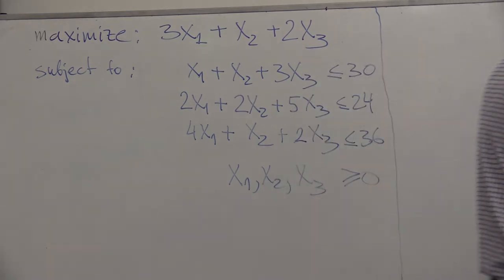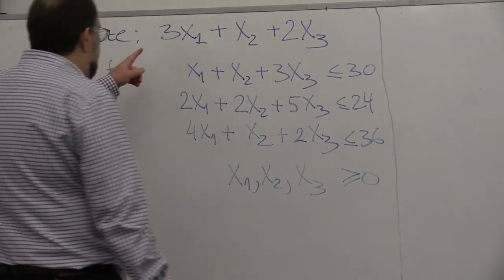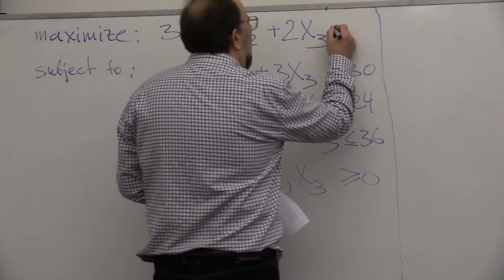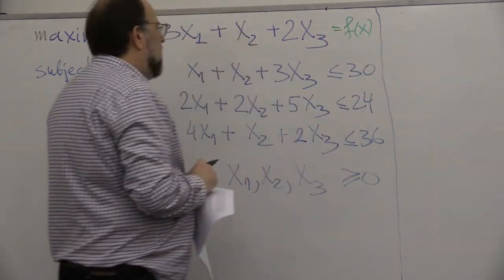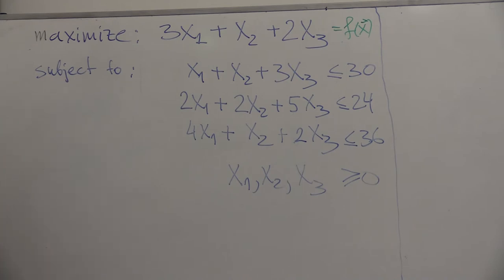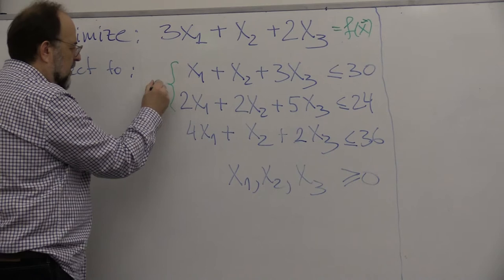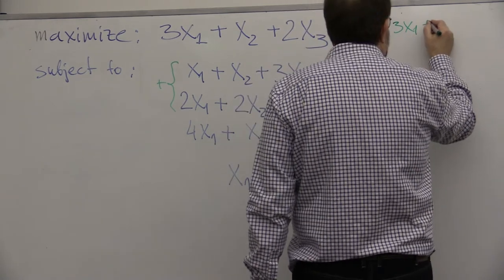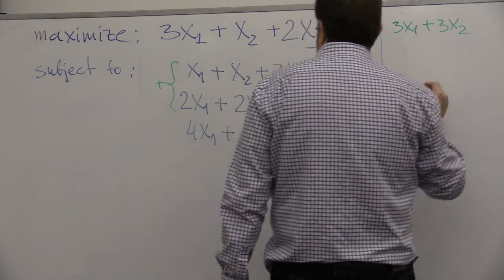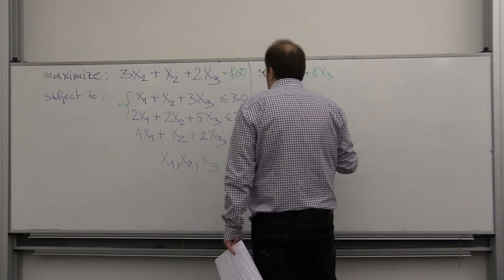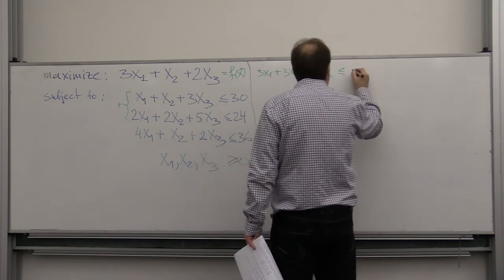Let's see, from these inequalities, what can you conclude about the value of the objective? Let's call this f of x, right? It's a vector x, three coordinates. What can we conclude? Well, notice, if I sum up these two equations, what do I get? I get 3x1 plus 3x2 plus 8x3 is smaller or equal than 54.